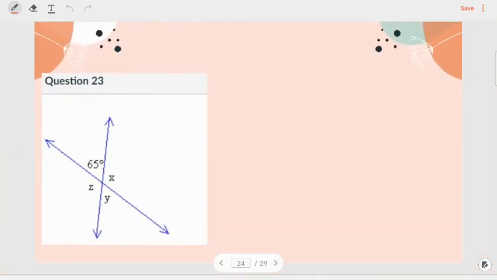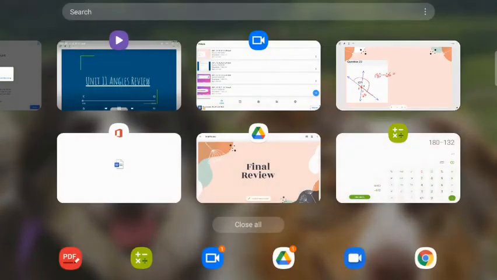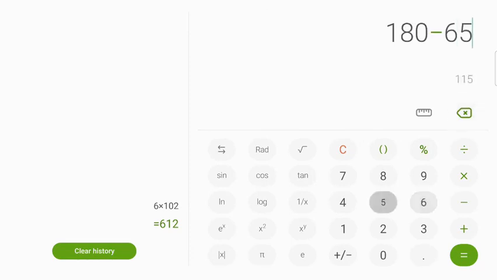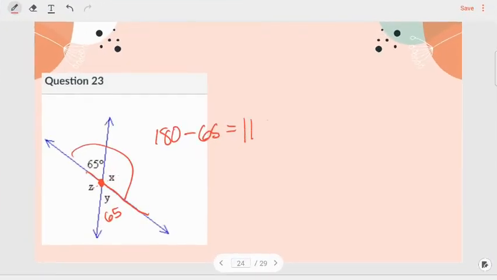All right, next problem. So how do I go about finding x, y, and z? Remember, y shares a vertex with 65 degrees. If I were to fold along this line, that would land on top of each other. It is symmetrical. So y is 65. And how do you find out the others? Remember, straight lines total to 180. So 180 minus 65 is, let's grab a calculator, 180 minus 65 is 115. So x is 115. And because x and z are vertical, z is also 115.